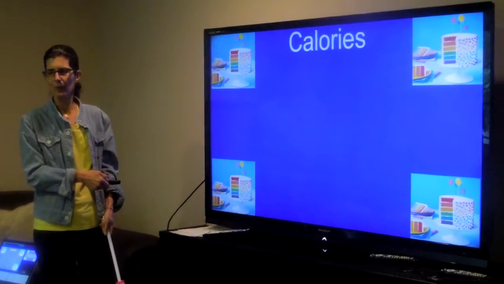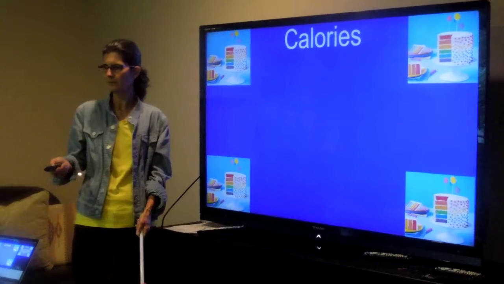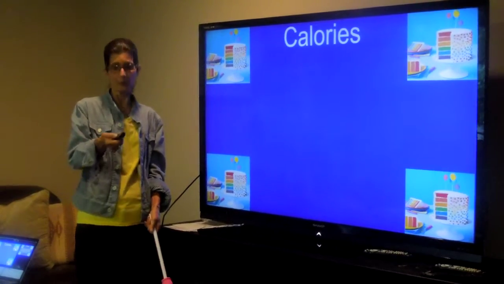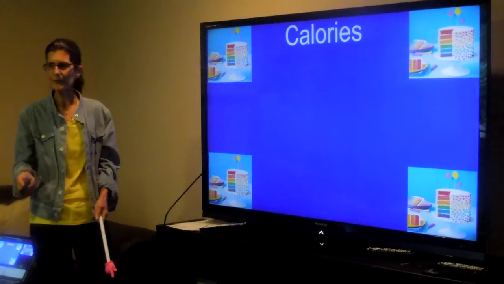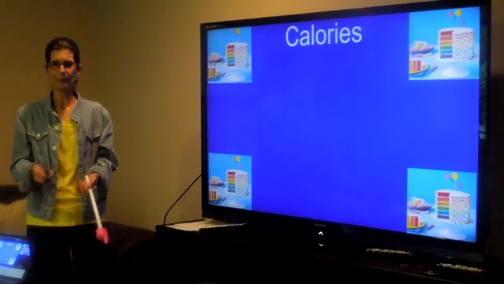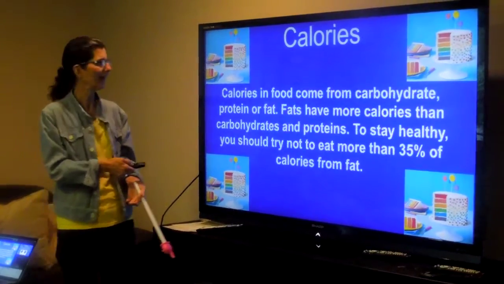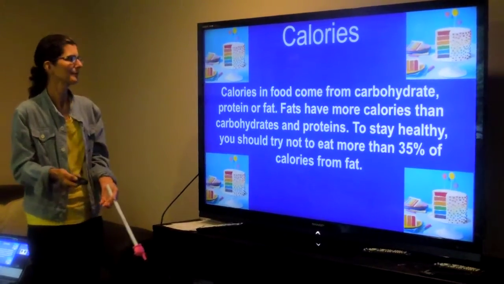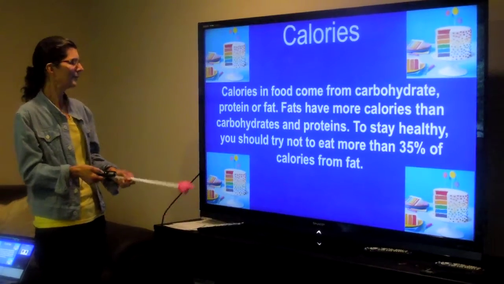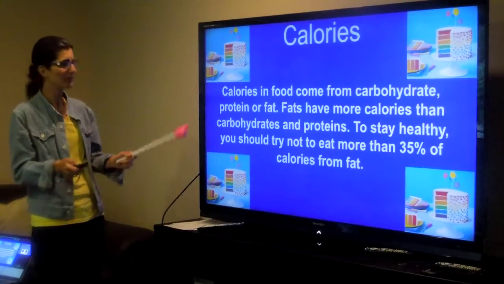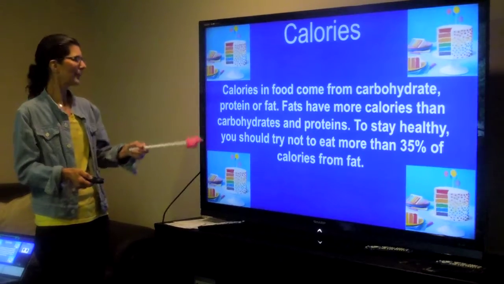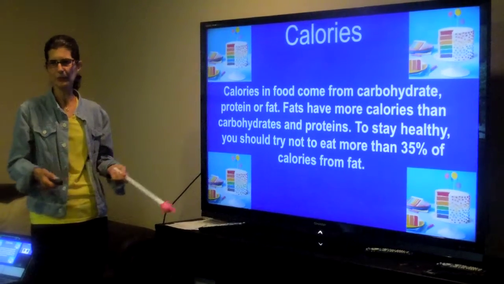Calories. Where do we get calories from? Food. The foods we eat. Well, particularly the proteins, right? The fats, the carbohydrates. And fats have more calories than carbs. And think about it, the fats that we eat have more calories than the carbs and proteins put together.